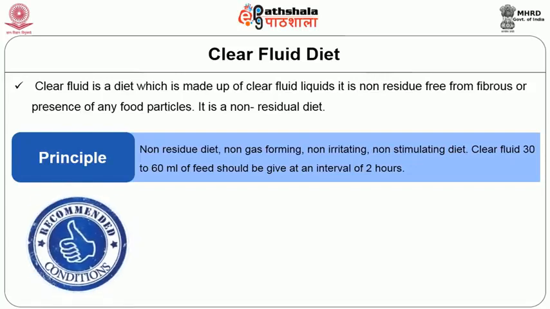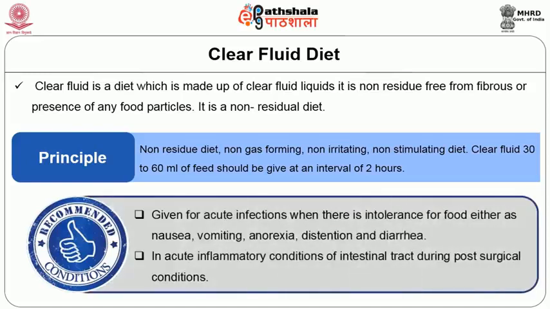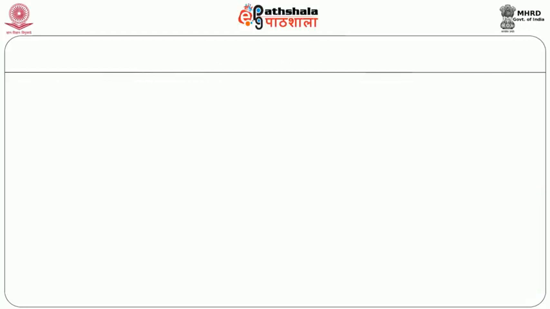The recommended conditions are acute infections, when there is intolerance for food, either as nausea, vomiting, anorexia, distension, or diarrhea. It is also used in acute inflammatory conditions of the intestinal tract and during post-surgical conditions. The clear liquid diet is the start of the diet for the person. Now, when the person accepts and tolerates the clear liquid diet, the person is usually put on the next diet, which is the full fluid diet.